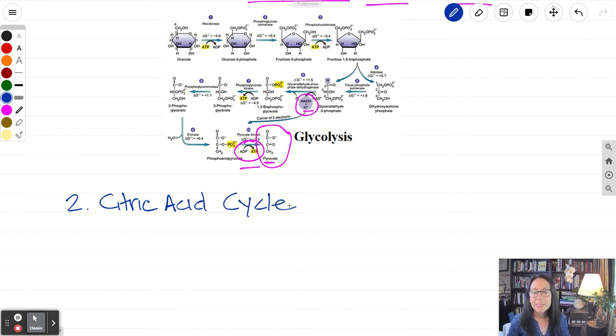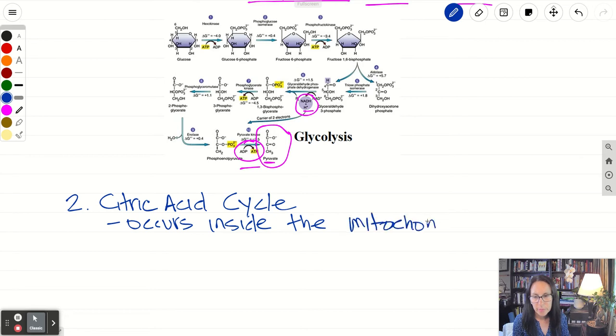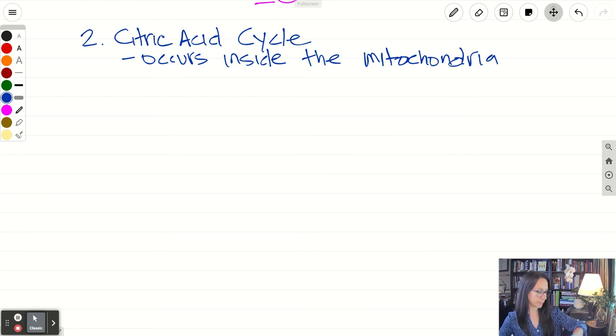Okay, the citric acid cycle happens in the mitochondria. So it occurs inside the mitochondria. And so what I need to do now is draw a picture of a mitochondria, and I'm going to show you exactly where this is happening.